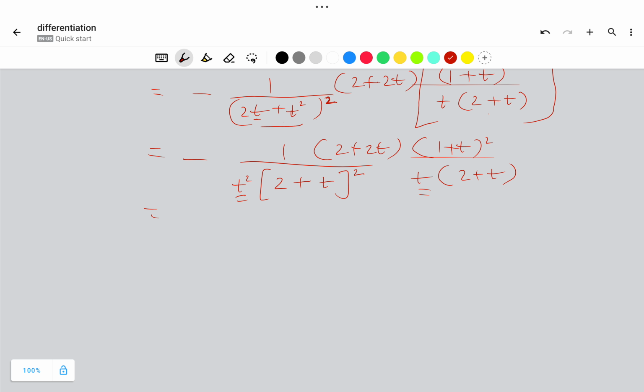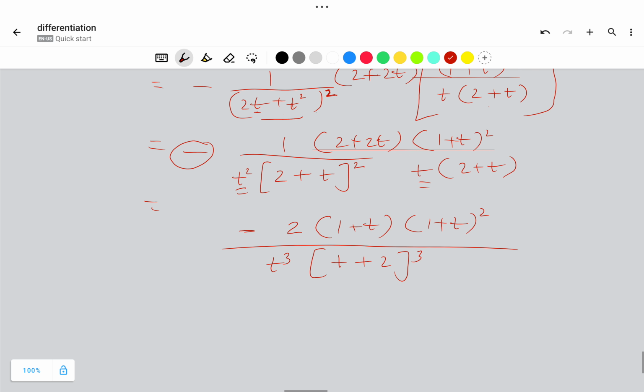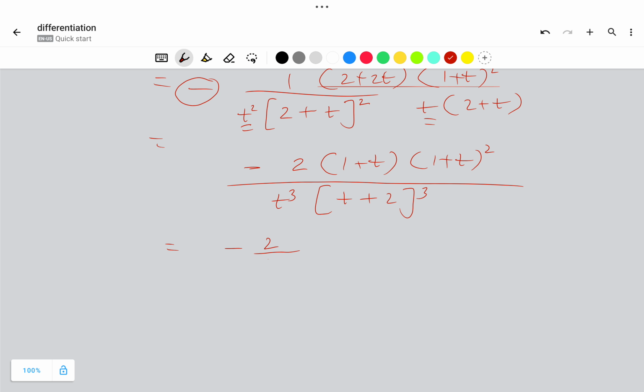So this t into this t will be t cube, and here it is t plus 2 cube, and then the numerator, this minus sign, and let's take this 2 common, 2 into 1 plus t into 1 plus t the whole square, so it would be minus 2 by t cube into t plus 2 the whole cube, upon 1 plus t the whole cube. So this is our second order derivative.